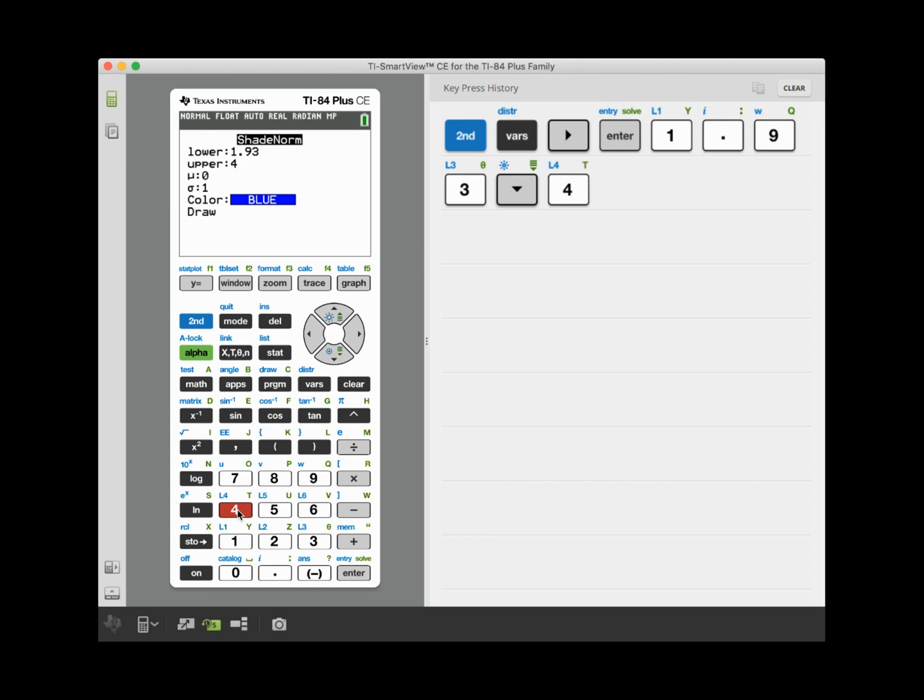Remember that if we were to go 3 to the left and 3 to the right, that would be 99.7%. So if we go 4, we're going to pretty much include everything to the right. We'll hit enter a bunch of times. It'll be pretty much the right answer there.